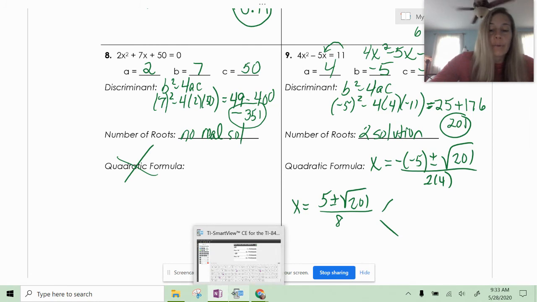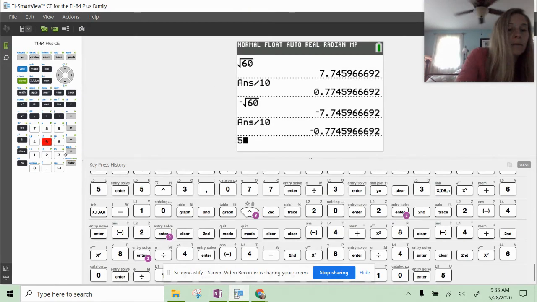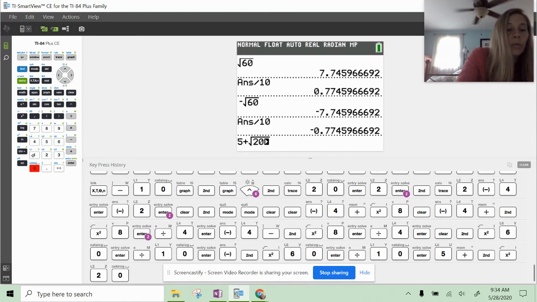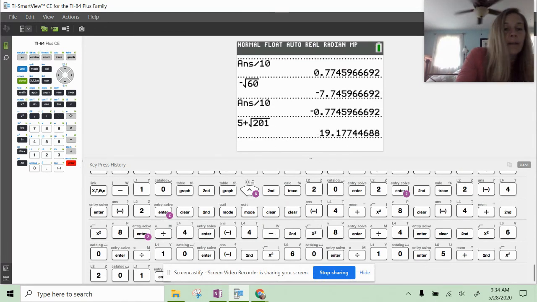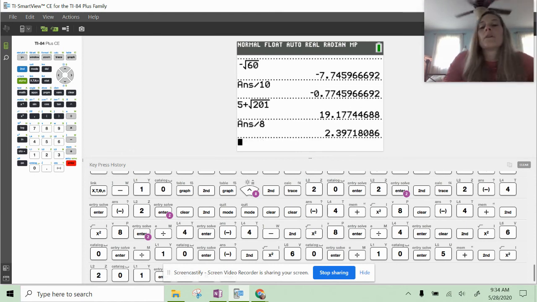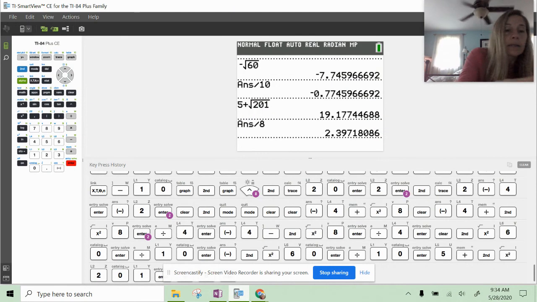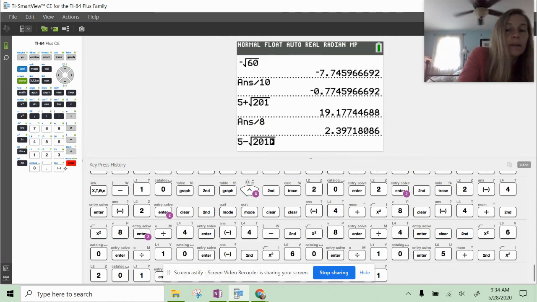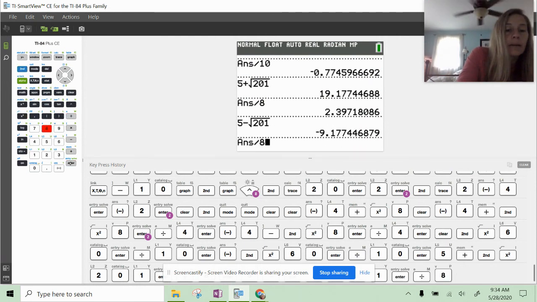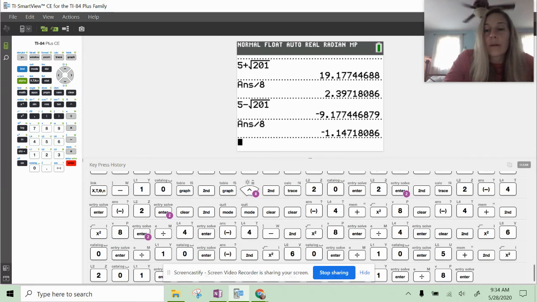So 5 plus the square root of 201, and I'm dividing that by 8. So that gives me 2.397, which rounds to 2.4. And then I'm going to do 5 minus the square root of 201, equals, and divide that by 8. Negative 1.147, or negative 1.15.